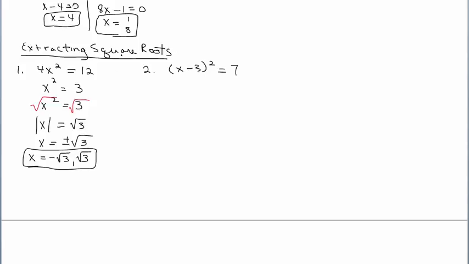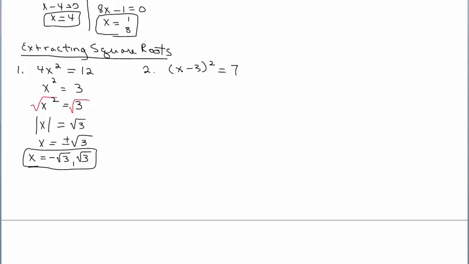Alright, we can still use this technique right here, extracting square roots, even though we have a binomial square. If you wanted to, you could FOIL or distribute or box this. You could subtract a 7, put it in general form, solve for 0, and then factor, and it would work. But let's take advantage of this gift that we have right here. This is a gift. Okay, we're going to use the technique of extracting square roots.